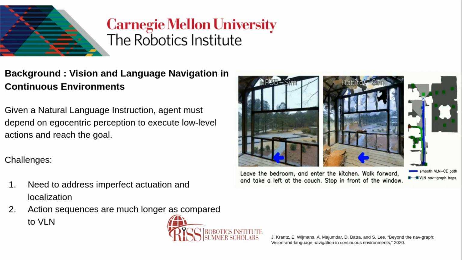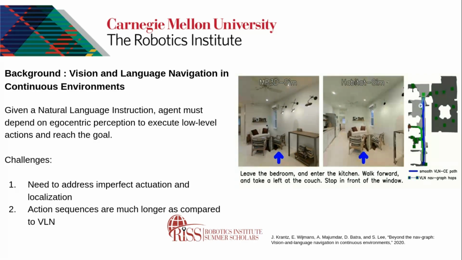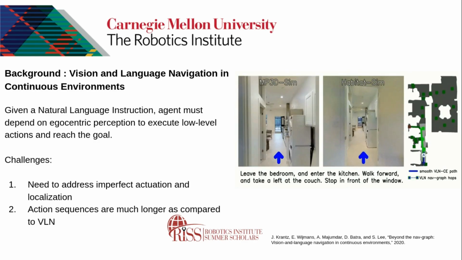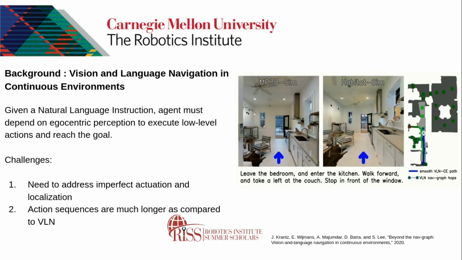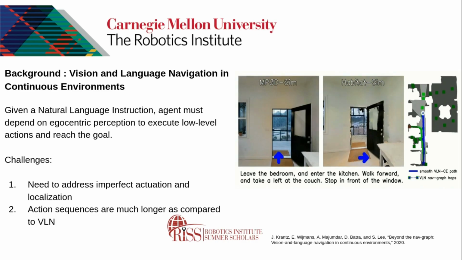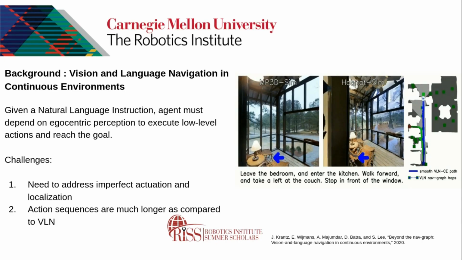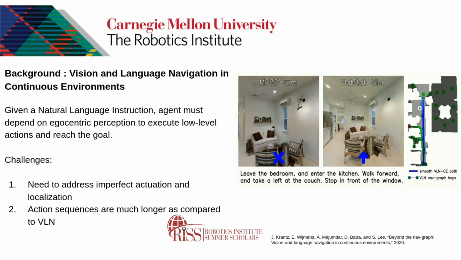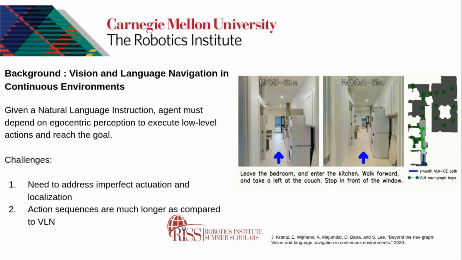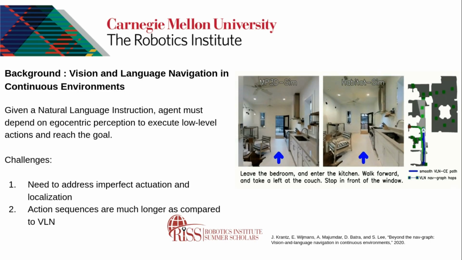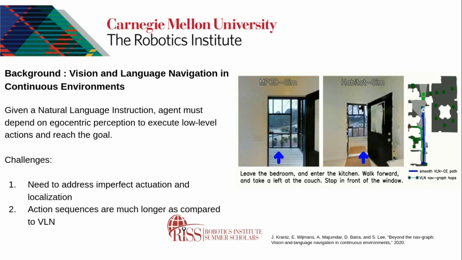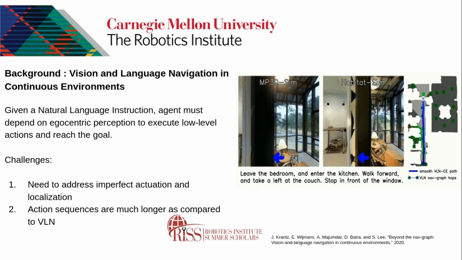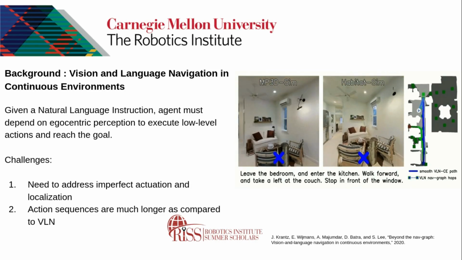To bring the task closer to the real world scenario, the Vision and Language Navigation in Continuous Environments, or VLN-CE, task was proposed. Here, based on the natural language instruction, the agent moves by executing low level actions to reach the goal. The task of VLN-CE is quite challenging as the action sequences are much longer as compared to VLN, and there is a need to address imperfect actuation and localization.